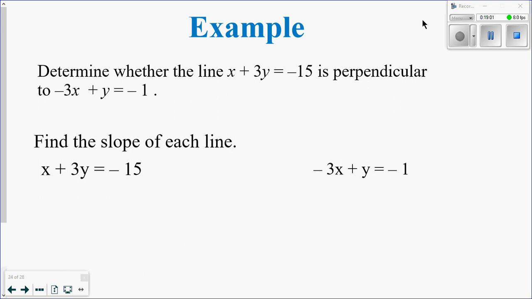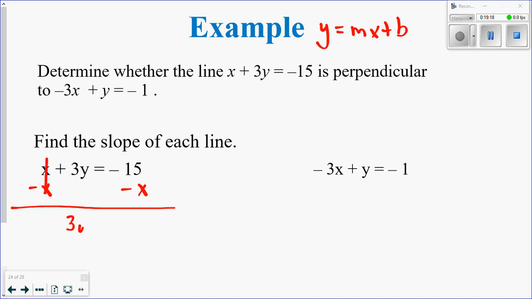So now we're going to decide if these two are perpendicular. Same thing, you have to get them in the form y equals mx plus b. So I'm going to subtract x from both sides. So 3y equals -15 minus x, almost missed that negative. And then you're going to divide every piece by 3.